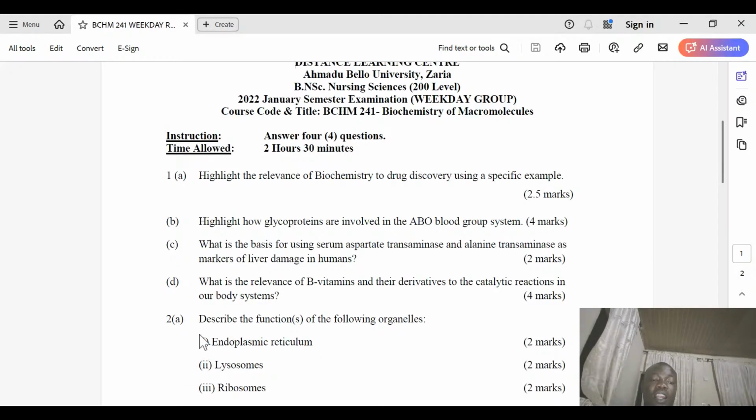After endoplasmic reticulum and lysosomes, the next one is ribosomes. What are the functions of ribosomes? I said lysosomes are important for the degradation and elimination of microorganisms that can cause damage in our body. That is the importance of lysosomes. There are so many microorganisms that can cause disease or damage in our body, so it is these lysosomes that try to eliminate all those foreign microorganisms that can cause disease.